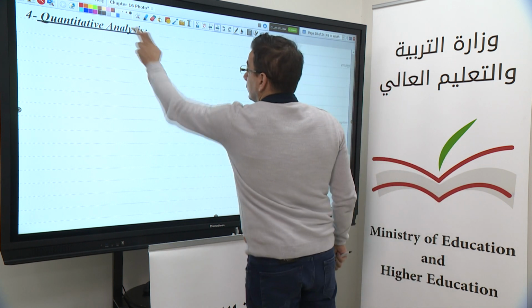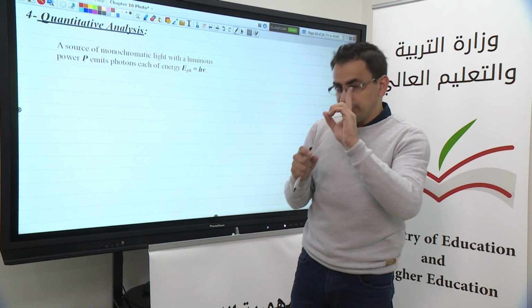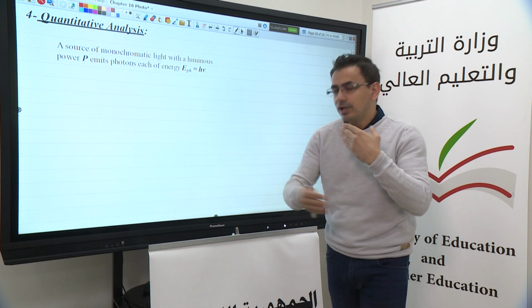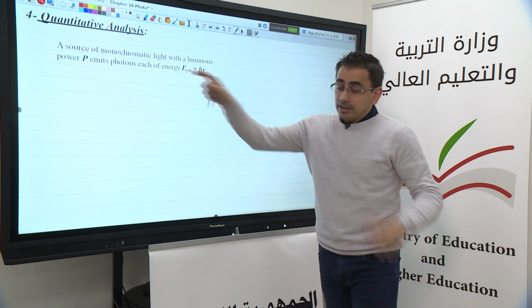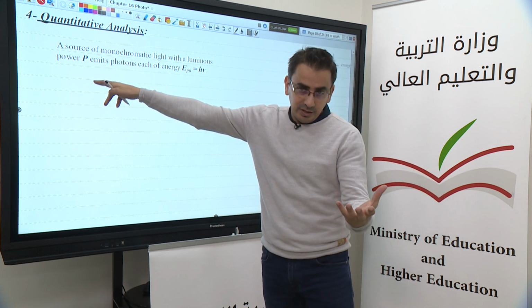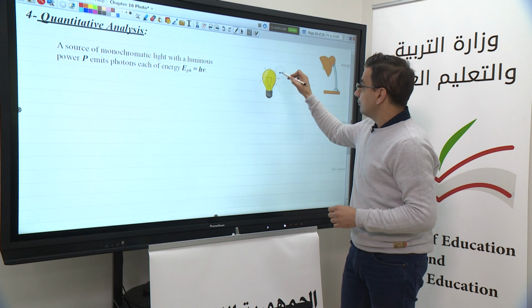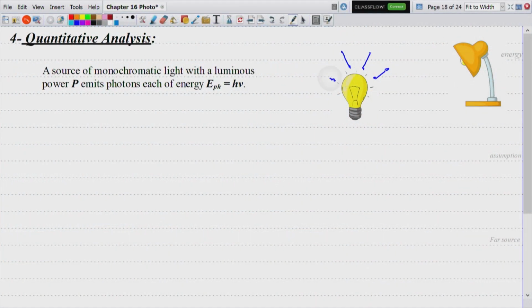In order to do that, a source of monochromatic light with a luminous power P emits photons, each of energy E photon equals h nu. So I have a light emitting monochromatic light; here we focus on light of one frequency and one color, so that I don't have a mess of colors and calculations. We all remember power is energy over time. So the luminous power given by this source is P, which is given to us. The photons given by this source, imagine them moving like this. Little by little we will get used to how a photon is drawn. So photons are given in all directions.